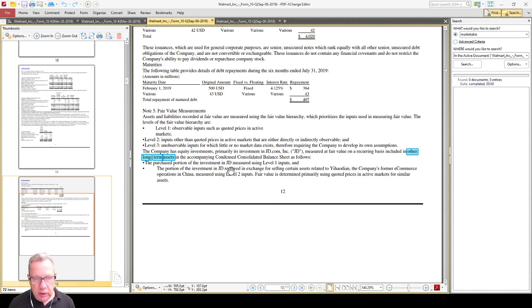The company has equity investment and its investment in JD measured on a recurring basis included in other. That's what was worrying me. So it's right there. They've invested. You know who JD is? JD.com. The Chinese company, right? I thought it was India, actually. Okay.